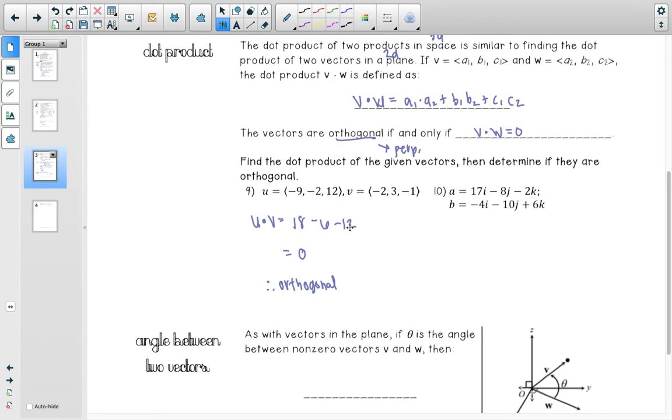All right, now that you're back, let's go ahead and do this. It's actually kind of cool because it's lined up there. So you're going to have 17 times negative 4, which is negative 68. You're going to have negative 8 and negative 10 multiplied together, so it's 80. And then 2 and 6 will give you negative 12. I did not mean to do this, but if you put it all together, you get 0. So once again, it's orthogonal. That was purely accidental.